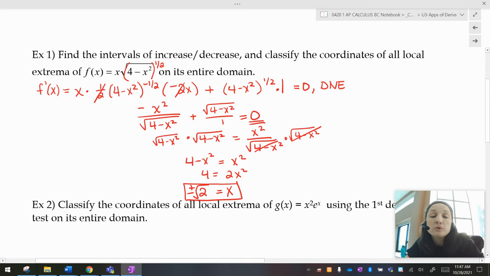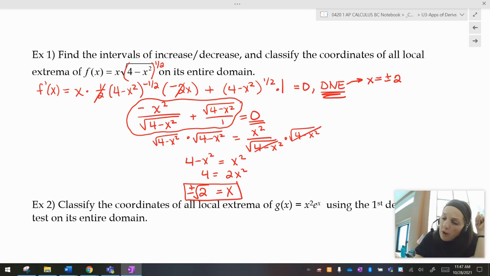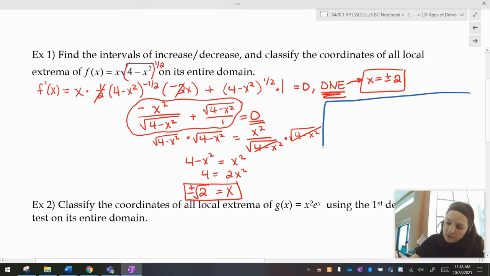But that's the answer for where the derivative equals 0. I need to know when the derivative equals 0 or where the derivative doesn't exist. So now I'm going to look back at this derivative and say, well, fractions don't exist when the denominator equals 0, and that would be when x equals plus or minus 2. Now, technically, this denominator also does not exist when the square root is negative inside, but I'm going to take care of that with the domain in a moment. Okay, so now I found 4 critical values, plus or minus root 2 and plus or minus 2. So now I need to use those critical values to set up intervals of increase and decrease.